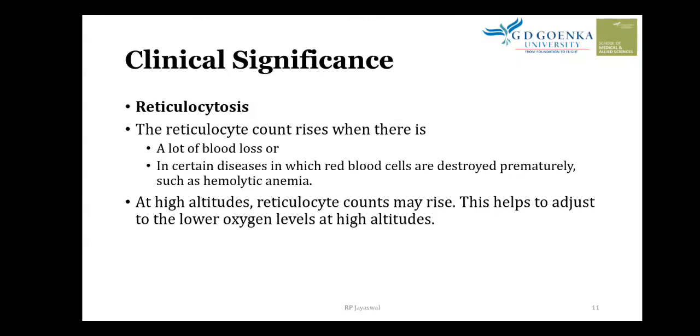At high altitudes, reticulocyte count may rise. This is what we see when we go to the mountain region. So reticulocyte count can increase. This helps to adjust to the lower oxygen level at high altitudes, because at high altitude oxygen levels are low, and to adjust with the low oxygen levels, the cell number is increased.